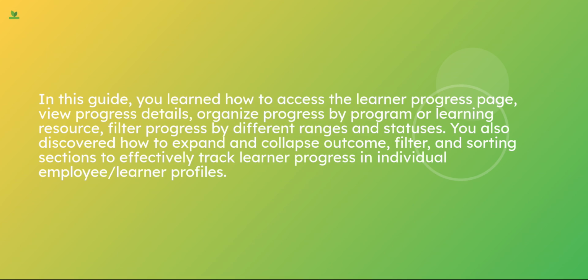In this guide, you learned how to access the Learner Progress page, view progress details, organize progress by program or learning resource, filter progress by different ranges and statuses. You also discovered how to expand and collapse outcome, filter, and sorting sections to effectively track learner progress in individual employee, learner profiles.